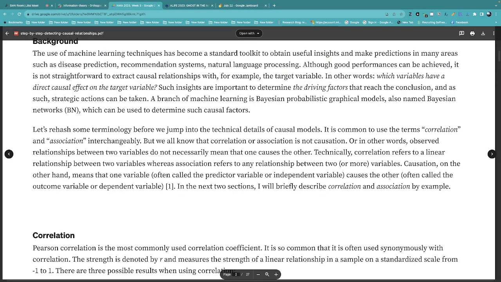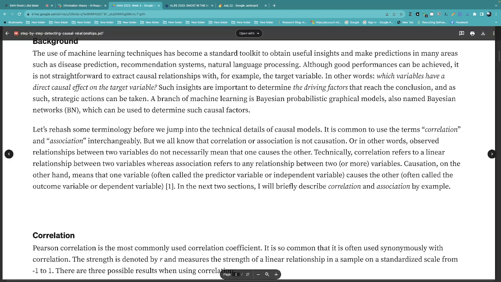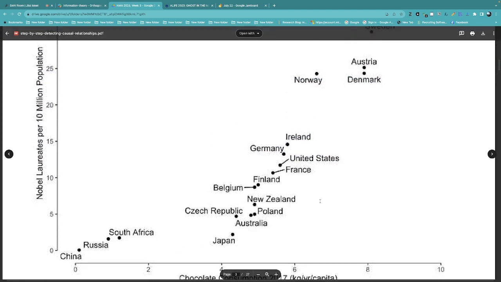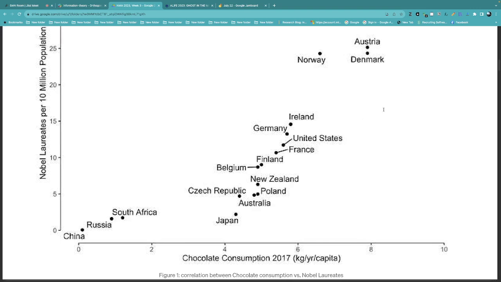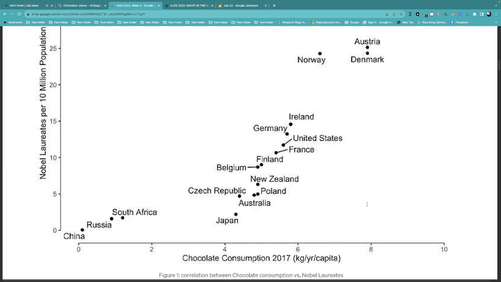In the next two sections, he briefly describes correlation and association by example. So he goes through this, showing this chocolate consumption and Nobel laureate relationship. Apparently in this graph, if you were just to take this at face value, countries with a lot of Nobel laureates also have high chocolate consumption. Therefore, chocolate consumption causes you to be a Nobel laureate, which is ludicrous, but that's what this tells you at face value.